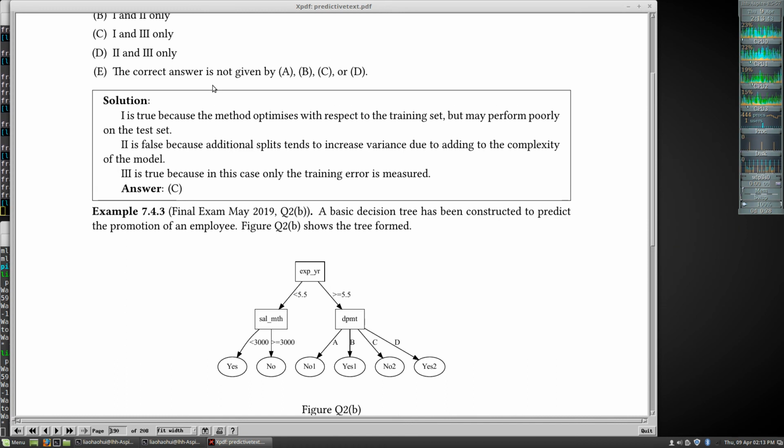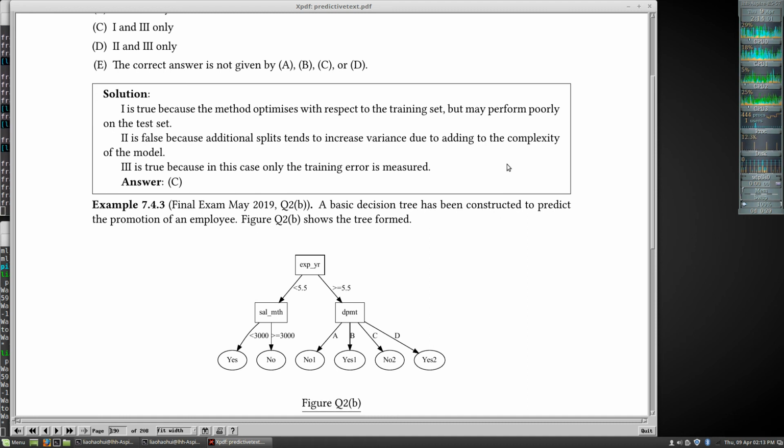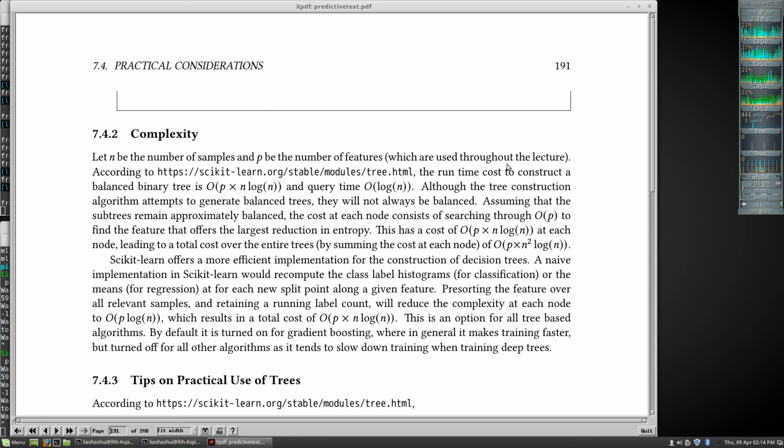Okay, so that's why the answer is C, only 1 and 3. Statement 2 is false because an additional split tends to increase variance due to adding to the complexity of the model, right? A more complex model tends to have higher variance. Okay, so this is another past year exam question which we'll discuss only in the example section.